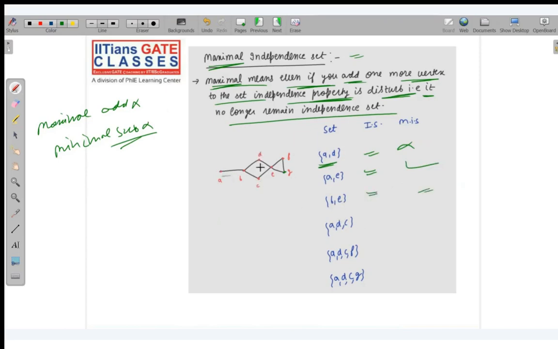ADC: A, D, and C. I can add G to it, so it is not maximal, but it is independent. ADCF: A, D, C, and F. I cannot add anything extra, so it is maximal, and it is also an independent set. ADCG, you can check it out. Yes, it is also maximal.